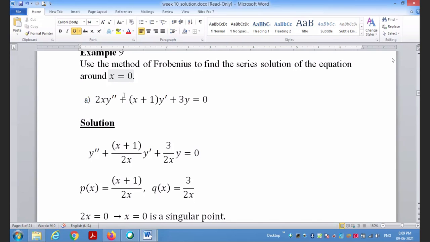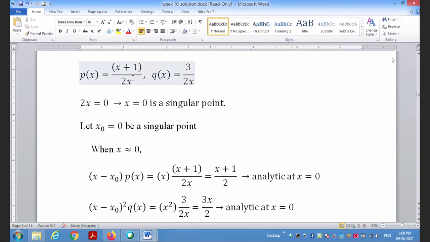When you see this word "around", you can expect this is concerning Frobenius method. If it says "about", we use the normal method. Around means not including x equal to 0. Around x equal to 0 normally means Frobenius method. So it's given around x equal to 0.